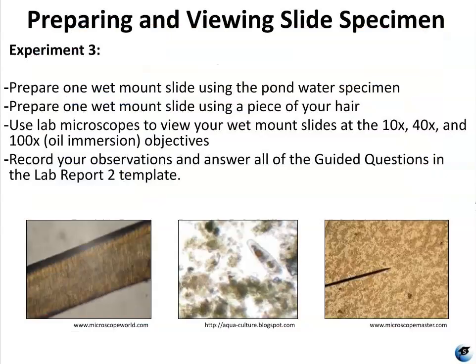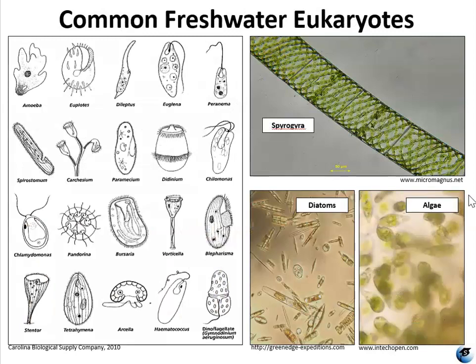Experiment 3, we're going to make one glass slide with the pond water specimen, and you're also going to be making a wet mount using a piece of your hair. As for your pond water specimen, here are a lot of examples of what you might find in there. These guys over here on the left are all swimmers. So if you see things swimming around, moving around, it's probably these guys.